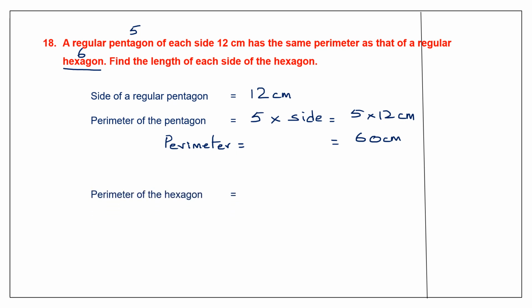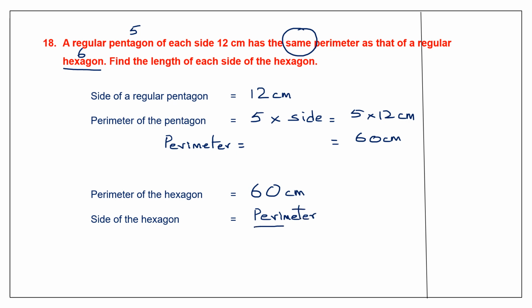So the perimeter of the hexagon is the same, isn't it? It is the same as the perimeter of the pentagon. So pentagon is 60 centimeters. Hexagon also, the perimeter will be 60 centimeters. Now to find the side of the hexagon, we have to divide the perimeter by the number of sides.